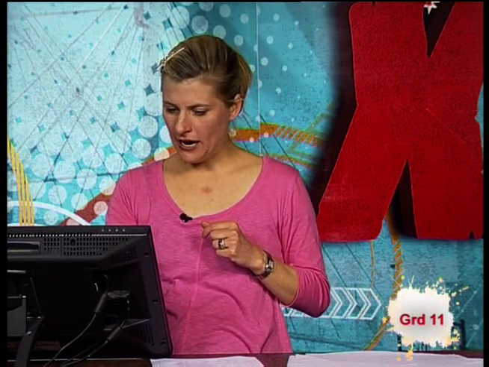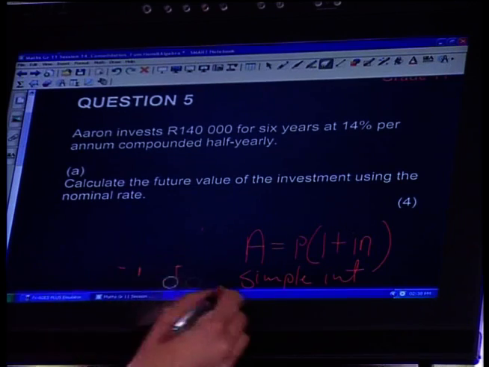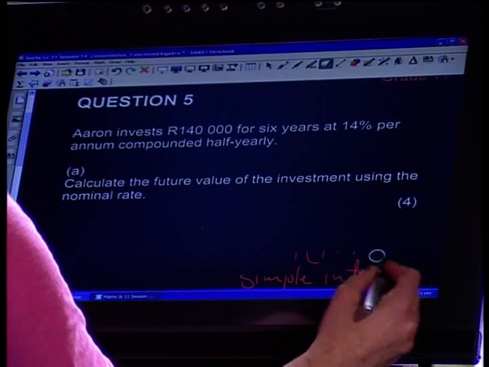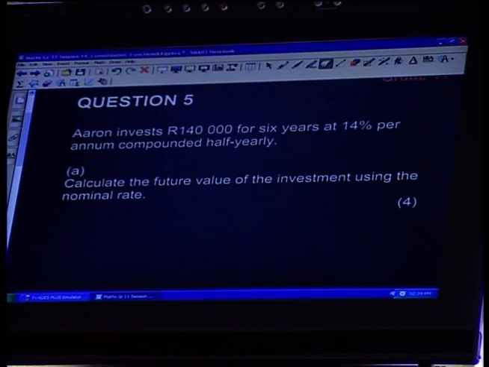Right, so that's just a bit of an overview of what we need to know in financial mathematics, but let's have a look at our first question. Question 5 on your worksheet says, Erin invests 140,000 Rand at 14% per annum compounded half yearly. Calculate the future value of his investment using the nominal rate. So what they're saying to us is, you now have to use the 14% compounded half yearly to calculate what his investment will be worth in 6 years' time. Right. So this is a compound interest calculation.